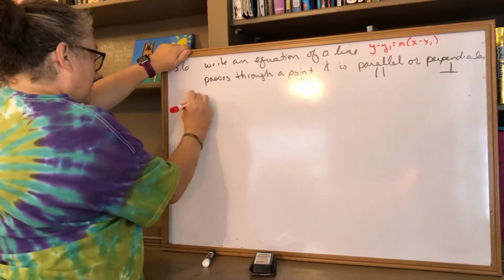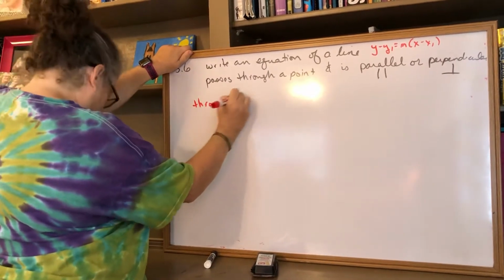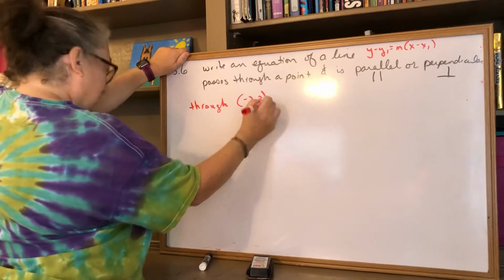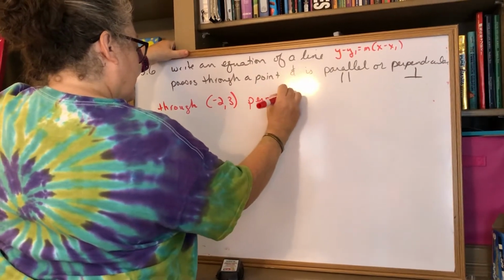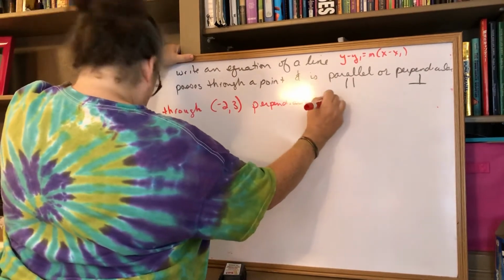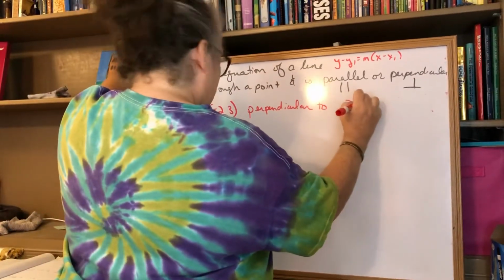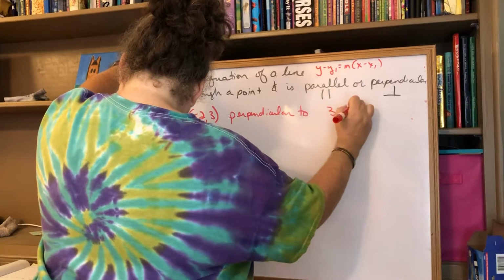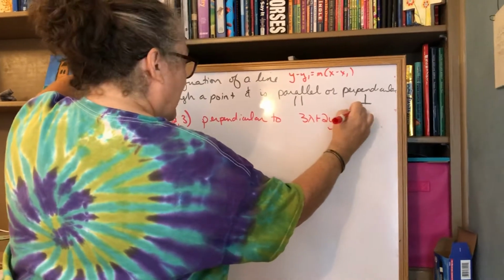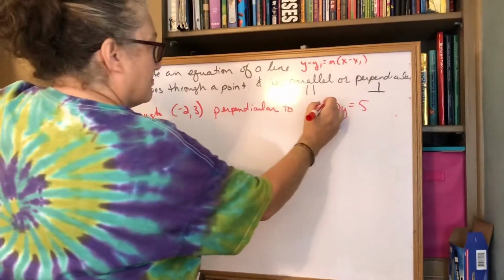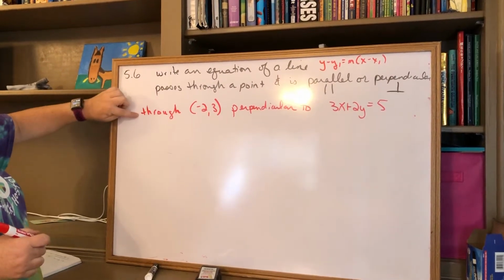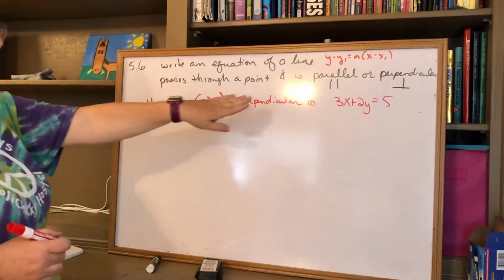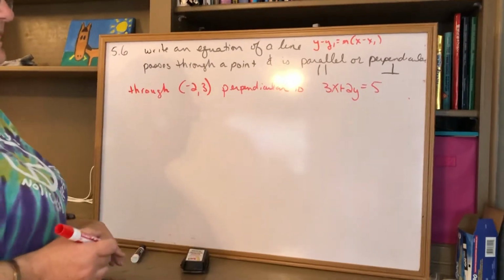Okay, we want to go through (-2, 3) and perpendicular to 3x + 2y = 5. Okay? So we want to write an equation of a line that goes through (-2, 3), and it's perpendicular to 3x + 2y = 5.